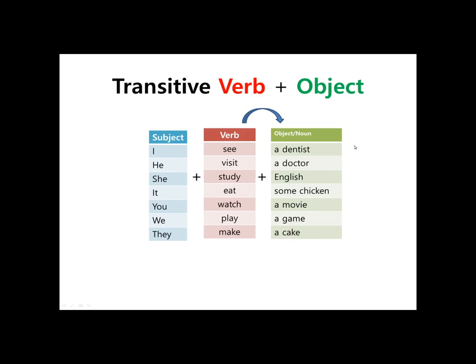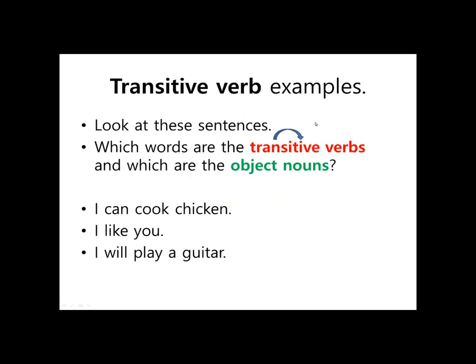Okay, so remember today your verbs will be colored red and your object nouns will be colored green. To make a sentence, you put your subject, your transitive verb, and your object noun. I see a dentist. She studies English. You watch a movie. We play a game. They make a cake. So these are transitive verbs and our objects.